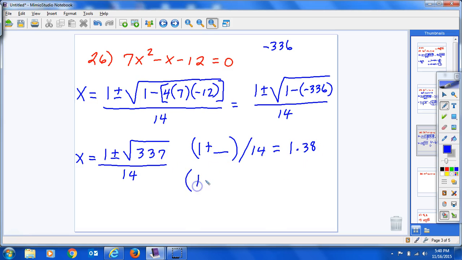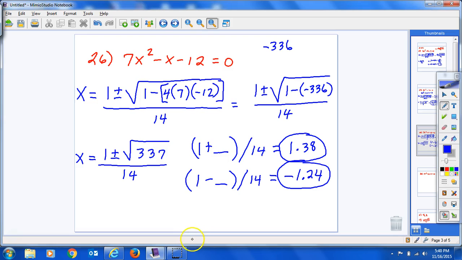And then whatever 1 minus that decimal is, divided by 14, should give you your other answer, which is negative 1.24. So those are your two answers, and all you really have to do here is just take your calculator and find out what the square root of 337 is. And I think I've shown you how you can get to your two final answers. All right. So that should take care of number 26.